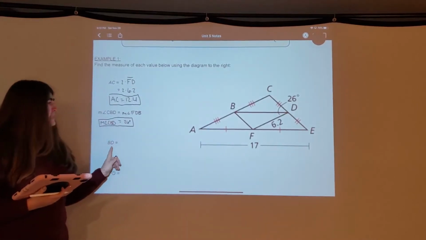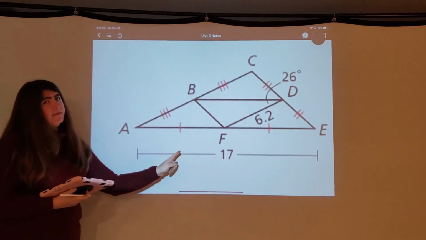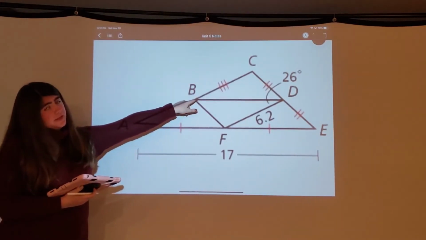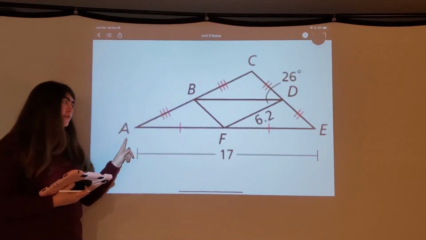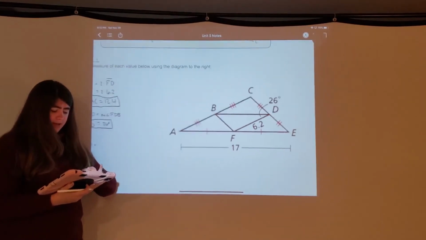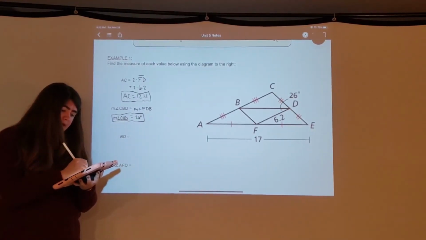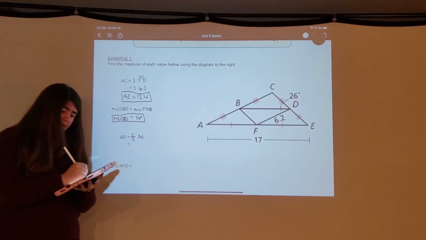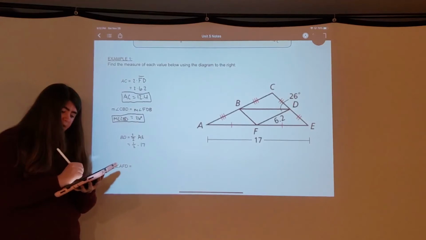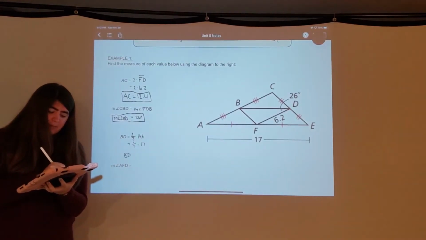Next, we have BD. BD, if you look at the picture, is parallel to AE, and this is the midsegment, so that by our midsegment triangle theorem is half the length of the side it is opposite to, which is AE. So I can say that BD is equal to 1/2 AD, or AE, which is equal to 1/2 times 17. Half of 17 is 8.5, so BD must be equal to 8.5.